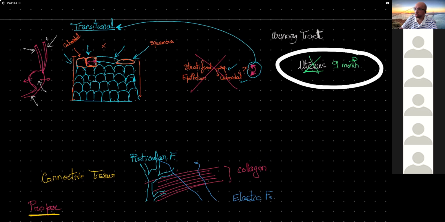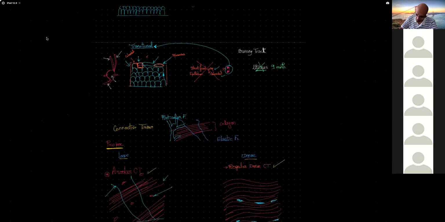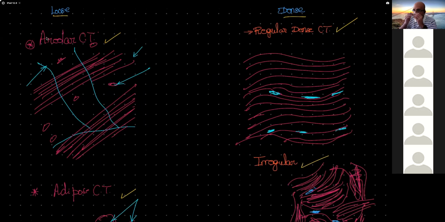Can you answer this for me, just to make sure that everybody got this? Where is the transitional epithelium not located? Anybody? Can I see some answers on here? It's not located in the uterus. Not in the uterus. It's in the urinary tract: urethra, urinary bladder, and ureter. All right, not the uterus.